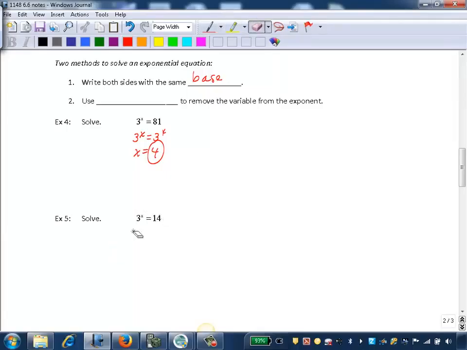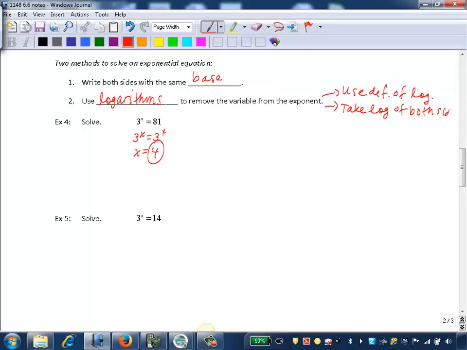But if we look at an example like example 5, we know there's no way to write 3 and 14 with the same base. So here we need the second method. And the second method is to use logarithms. So when we use logarithms, that actually can take two forms. We can either use the definition of a logarithm, or we can take the logarithm of both sides, and I'll show you what I mean.